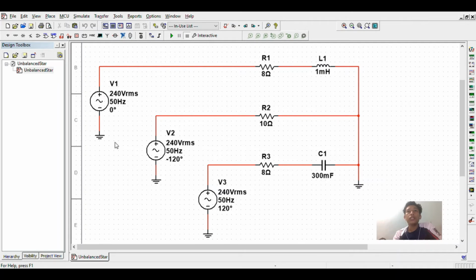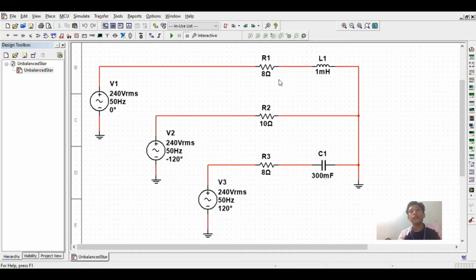As you can see, this is the line for R, this is the second line for Y, then the third line is for B. For the R line, it consists of V1, which is 240 VRMS with 50 Hz and 0 degree. The wave used is sine, and the negative value of the supply will be grounded.